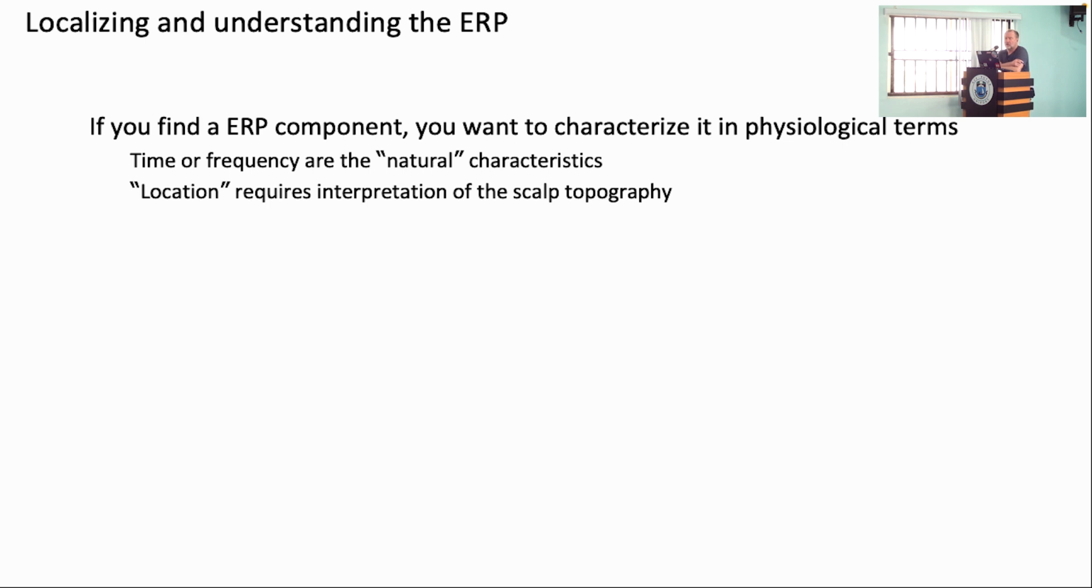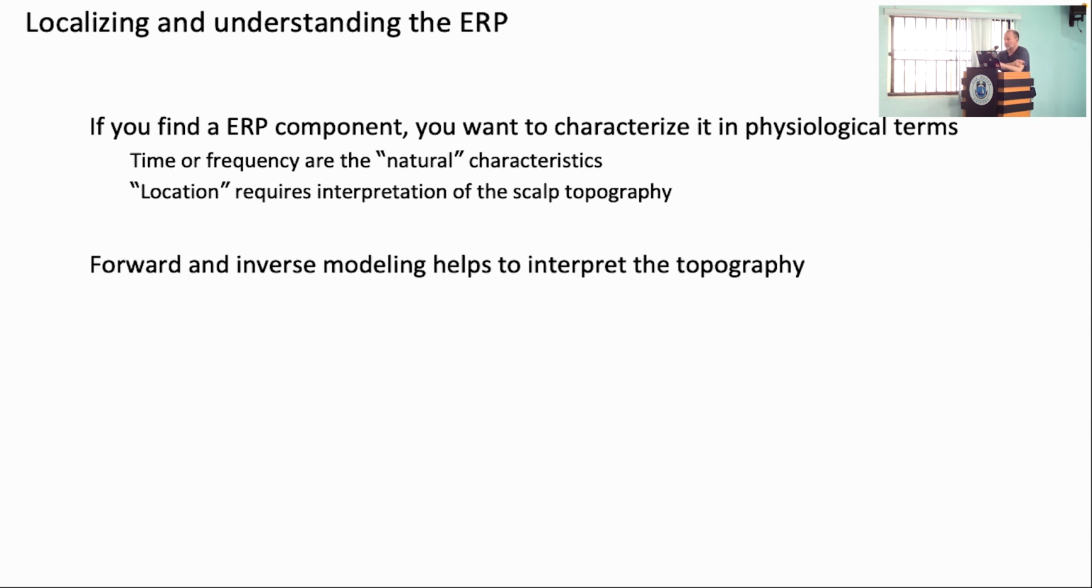But the location in the brain from where the ERP originates, that requires an interpretation of the scalp topography. And forward and inverse modeling help to interpret this scalp topography. So that's one important reason why we use forward and inverse modeling.